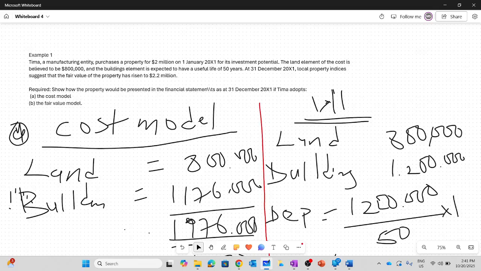So now, if we are going to solve this particular question, the fair value of the investment property as at the 31st of December 20x1 is 2.2 million, while the fair value of the assets as at the 1st January 20x1 is 2 million. So it's simple. We have a gain of 0.2 million using the fair value. So now let's solve this particular question so we are able to understand better.